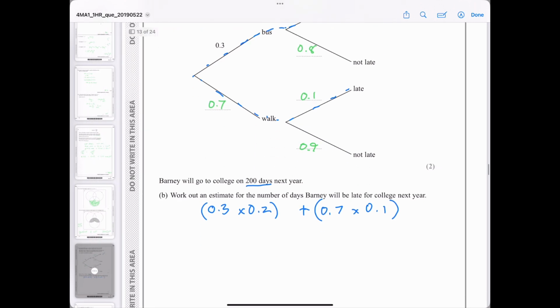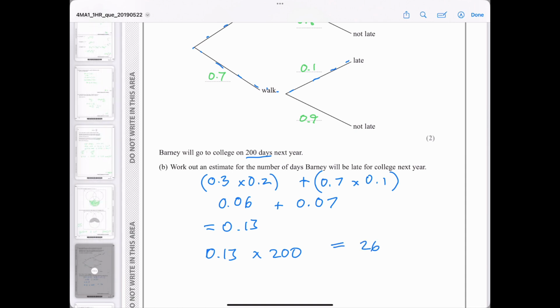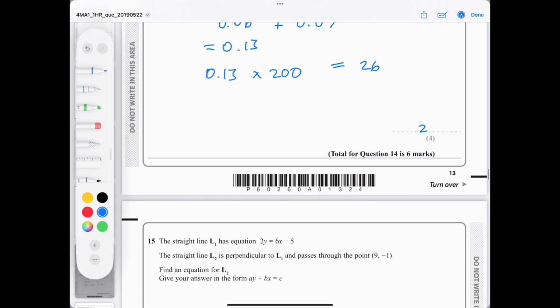And that means he's got very little chance of being late. So it's 0.06 plus 0.07, which equals 0.13. So he's got a 13% chance of being late on any day. And that's 0.13 times 200, which I'm assuming is 26, but I'm going to check it on the calculator anyway. You can always have a calculator in these. So he's likely to be late 26 days next year. Gosh, I don't think that's worth full marks. I wonder if I've missed something.